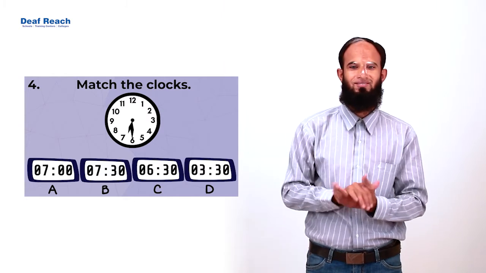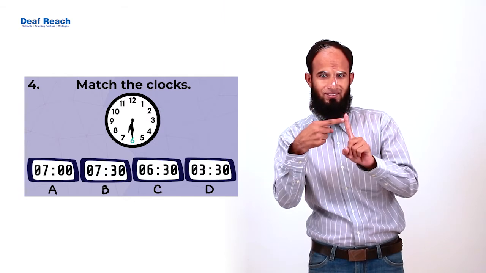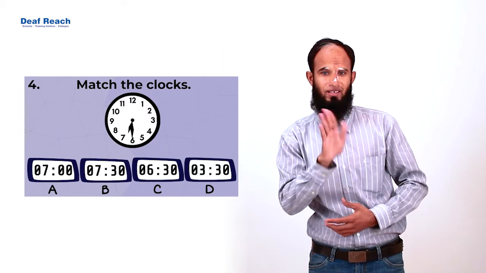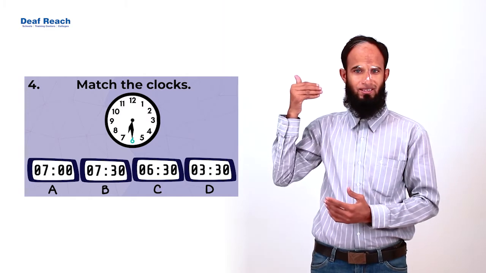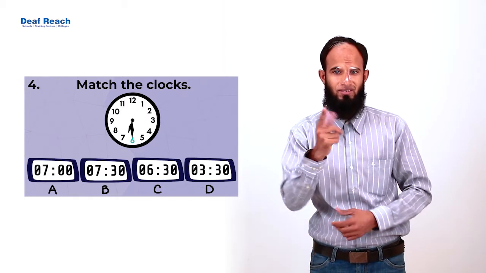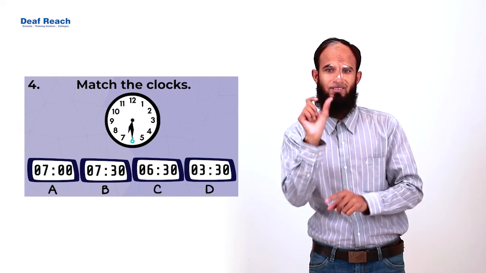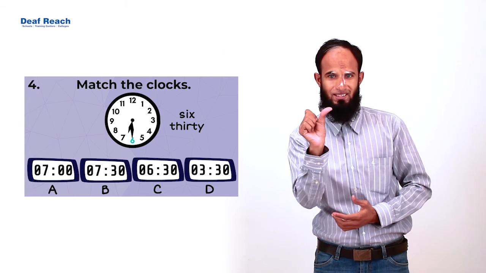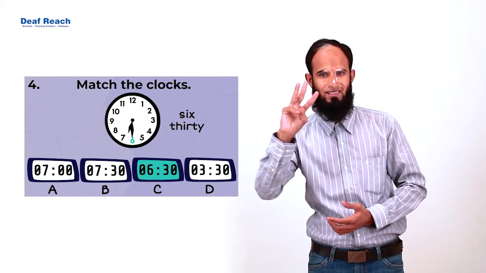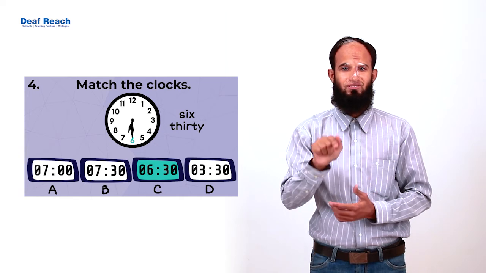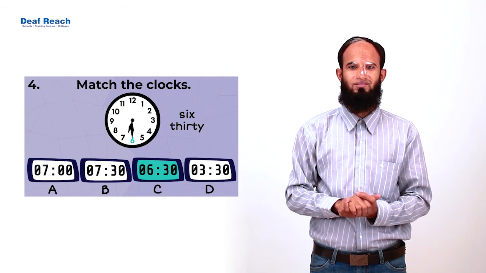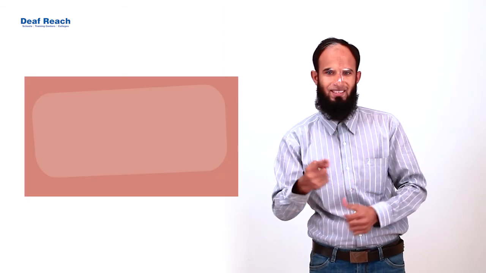Next, the hour hand is pointed between 6 and 7, meaning it is just past 6, while the minute hand is pointing exactly at 6. So the time is 6:30. This is the same as digital clock C. You did great!